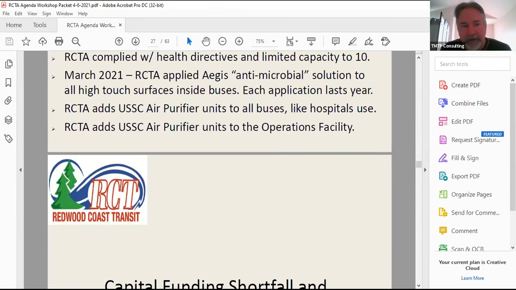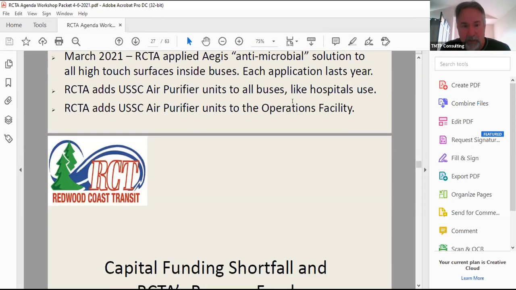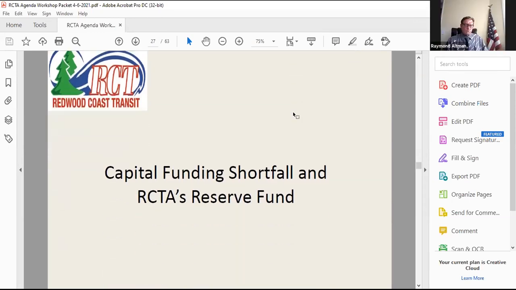We added air purifier units to the buses, like you find in medical offices. They take in air from inside the coach, zap it with UV rays to kill microbes, including the coronavirus. And then they also put out a small amount of hydrogen peroxide, which cleans the air that's lingering inside the coach to give it extra effectiveness. And we added a few of those units to the operations facility, one in each room as well. So those are new since the last time we got together, board members. We got those installed a couple weeks ago, in mid to late March.